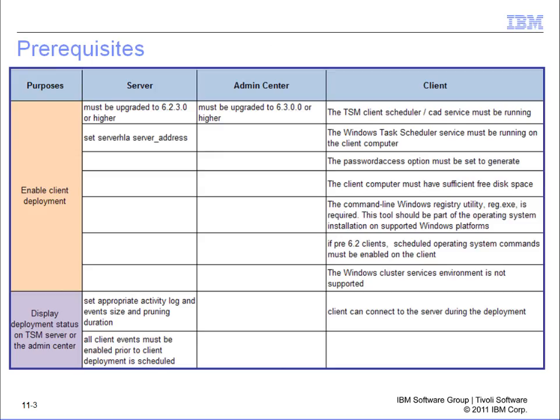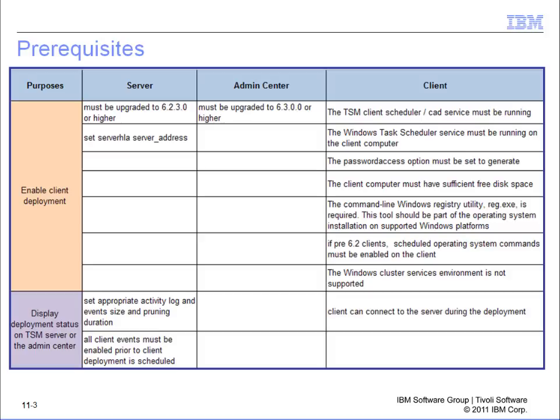There are some prerequisites for running the automatic client deployment. Your server must be at 6.2.3 or later, and your administration center needs to be at 6.3.0 or later. This is because the server and the administration center are used to set up the automatic client deployment. On the client, you'll need to have CAD services running, you're going to need to have password access set to generate, and you're going to need sufficient disk space.